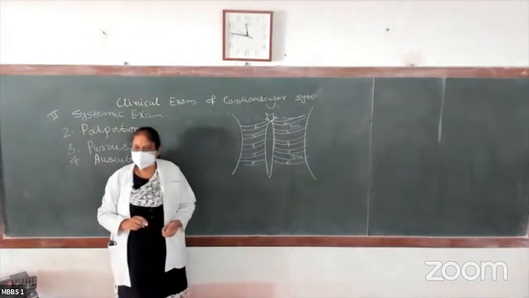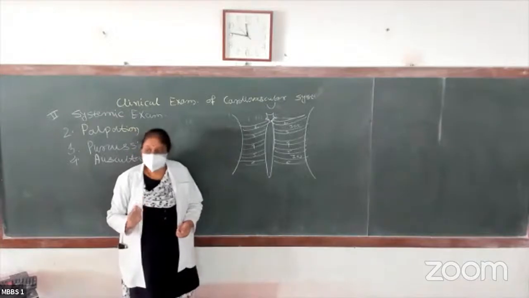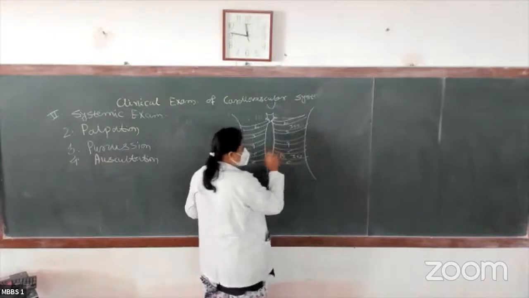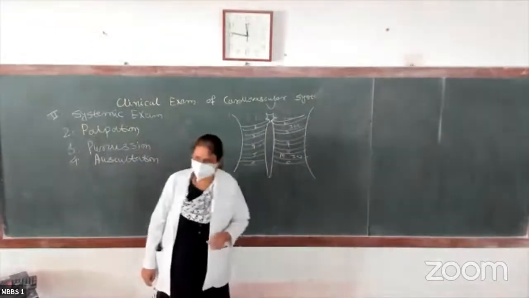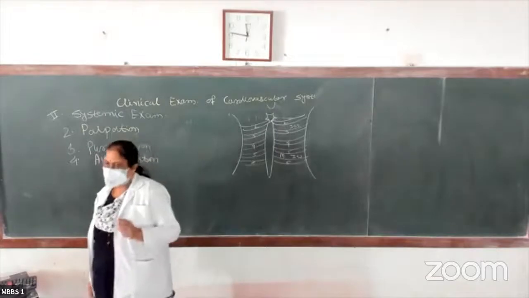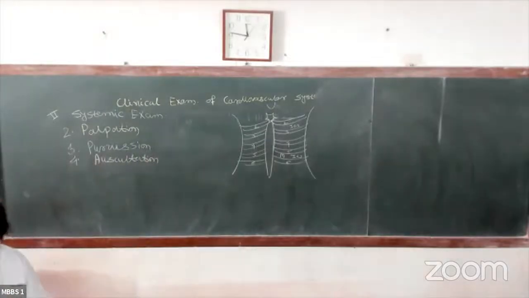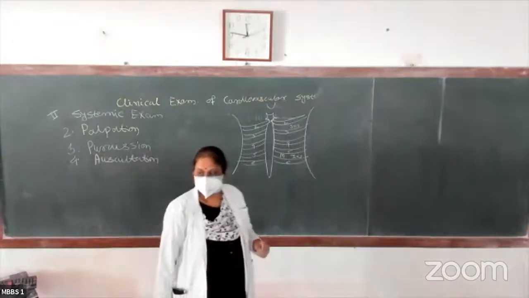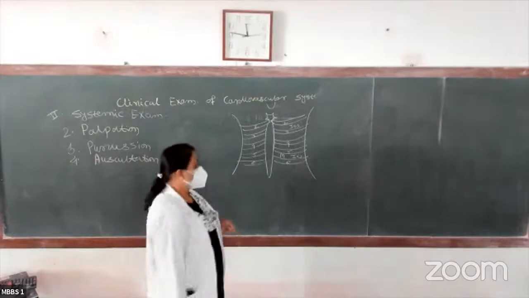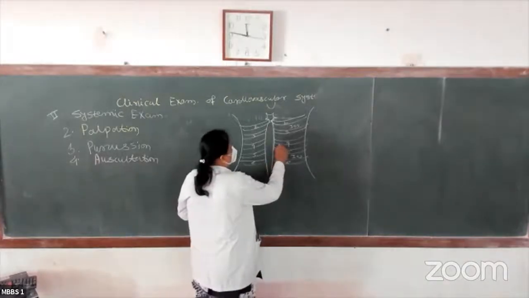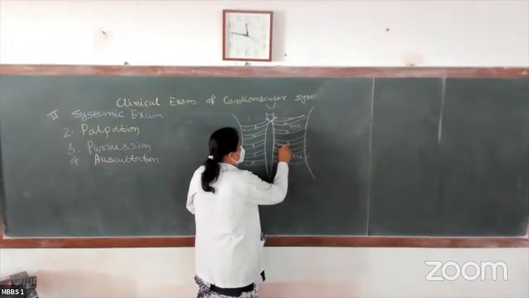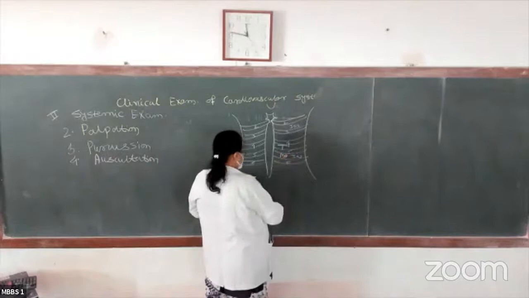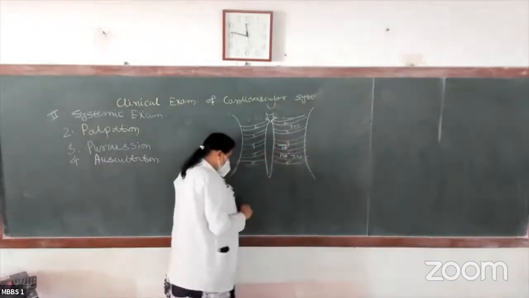First, mitral area. Mitral area is lying in the left fifth intercostal space at the apex beat. Where is the tricuspid area? On which side? So tricuspid area is on the fourth intercostal space on the left side. So this is the mitral area at the apex beat. This is the tricuspid area at the fourth intercostal space.